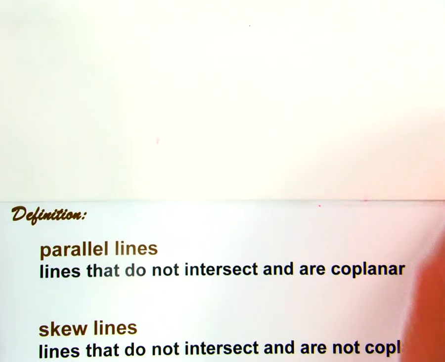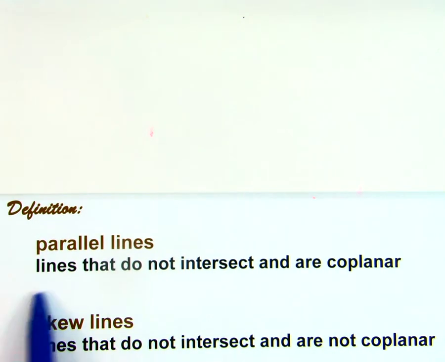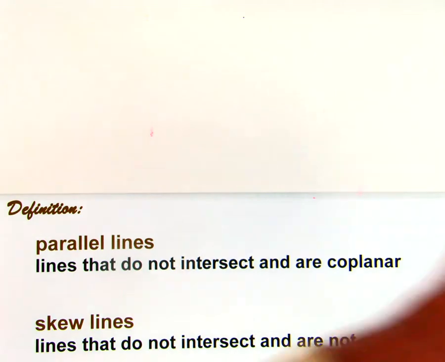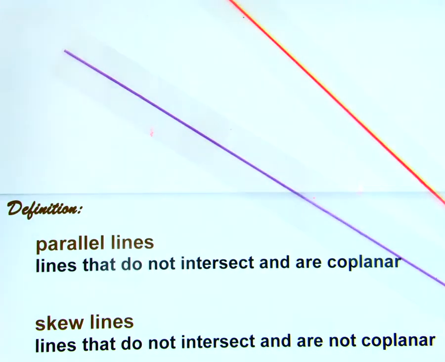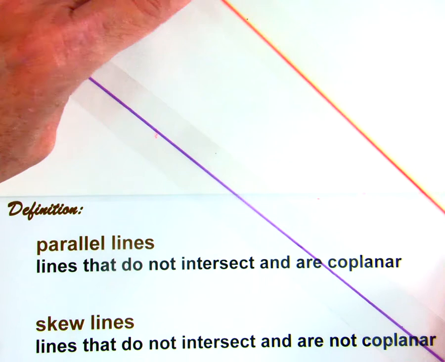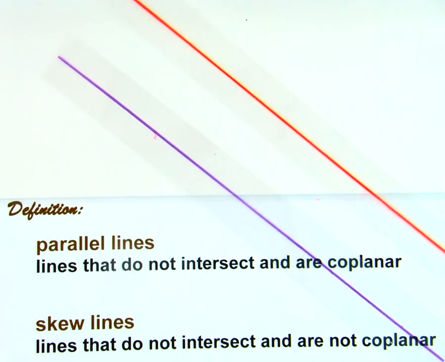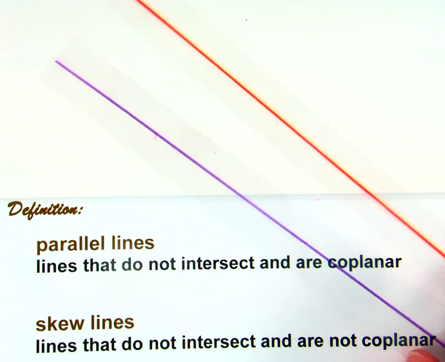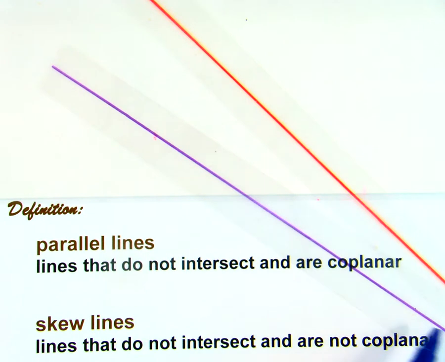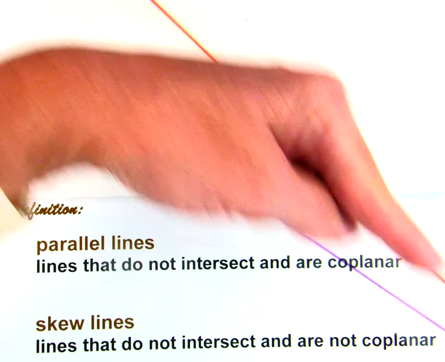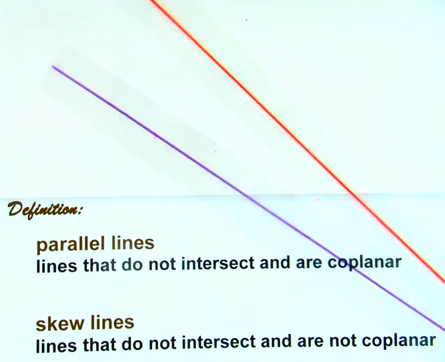A couple of definitions. Parallel lines are lines that do not intersect and are coplanar. So here, if we have two lines, they're in the same plane, they're lying on this white surface. They do not intersect, they're in the same plane, they are parallel. Okay, well, what if I did like that? Oh, they're going to intersect somewhere out there, right? So they will intersect when they're extended.